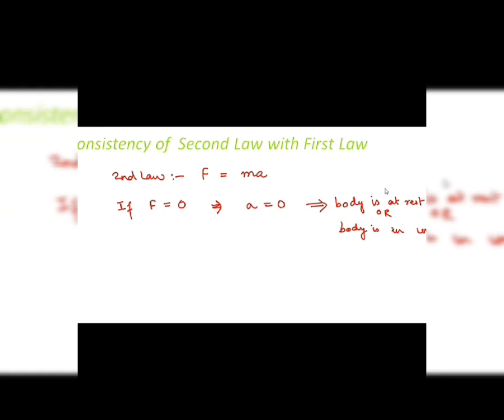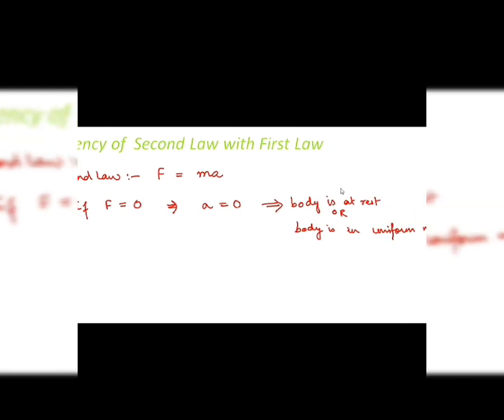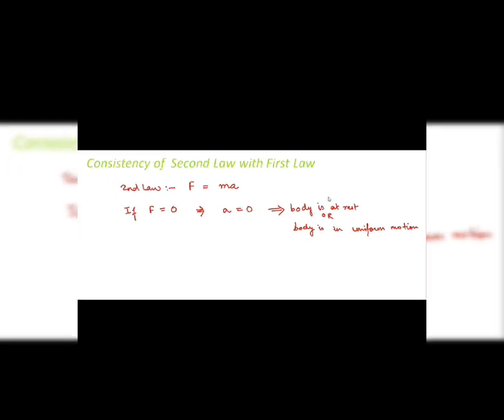Now according to first law, if the external force acting on the system is equal to zero, then what will happen? According to second law, if force is zero, then acceleration will be zero, right? So a is equivalent to zero. What does that mean? Acceleration of the body is zero. That can mean two things. One is the body is at rest, or the other case is that the body is in uniform motion, right? Because when the body is moving with uniform velocity, acceleration is zero.